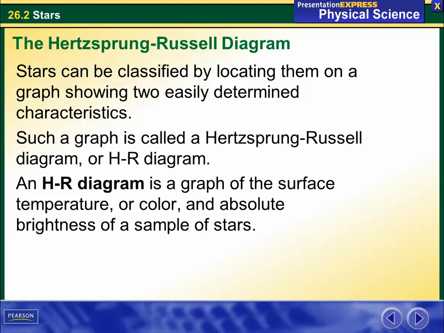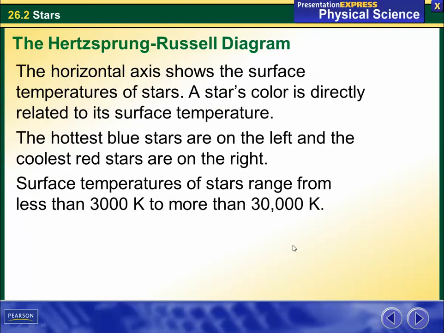Such a graph is called the Hertzsprung-Russell diagram, or to make it much simpler on us, an HR diagram. So an HR diagram, definitely need to write this down, is a graph of the surface temperature or color, because remember they're the same thing, with blue, yellow, then red, and absolute brightness of a sample of stars. So we graph them by the surface temperature or color, and we graph them based off of their absolute brightness.